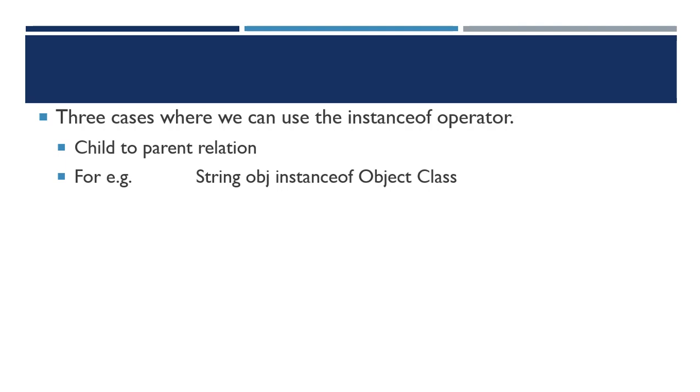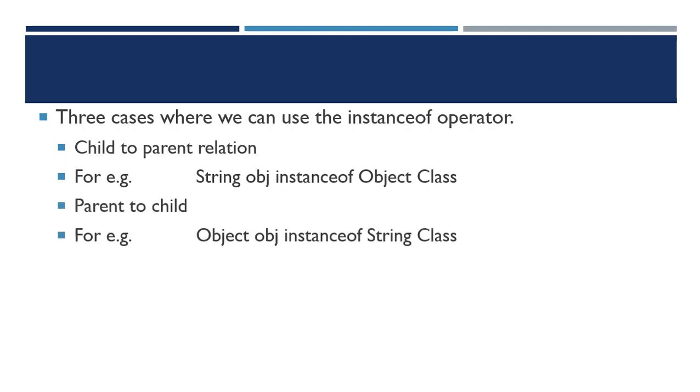The second case where we can use the instanceof operator is the parent to child relationship. For example, we have a parent object, and I want to check whether that parent is a parent of that particular child class or not. In that case, we can also use the instanceof operator. This is the second case.